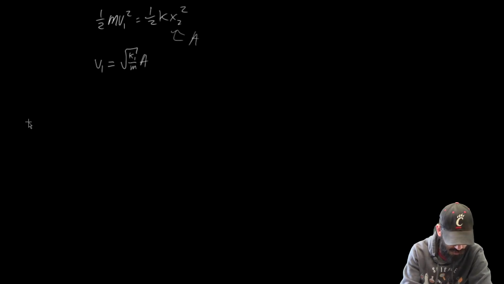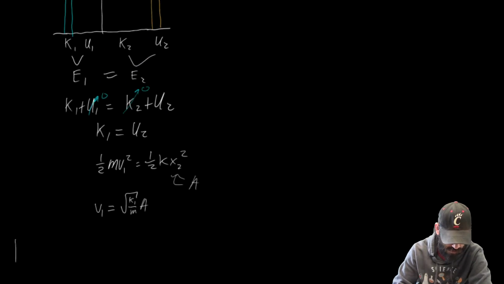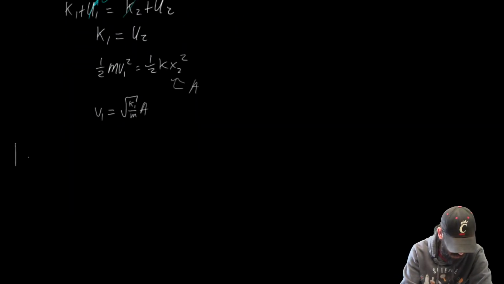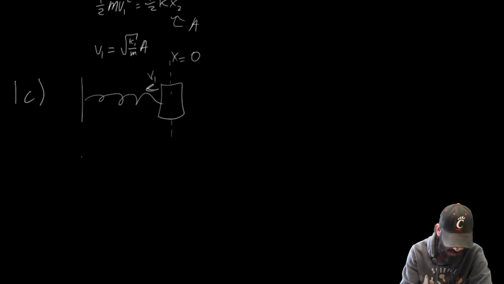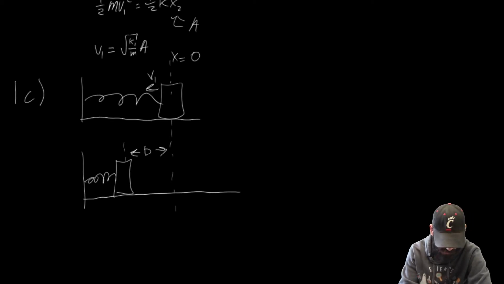And so here, let's redraw our situation for exactly what we're doing. So this is going to be 1c. The situation that we're going to have is here's our state 1, so now this is x equal to 0, and it's moving with this velocity that we found, v1. Then it's going to compress the spring a certain amount. We don't know what that amount is yet, but we can say that this is some distance d. We want to find what this distance d is.